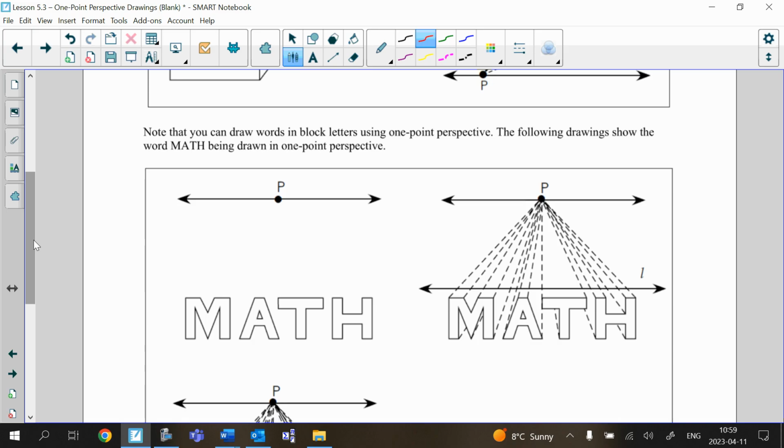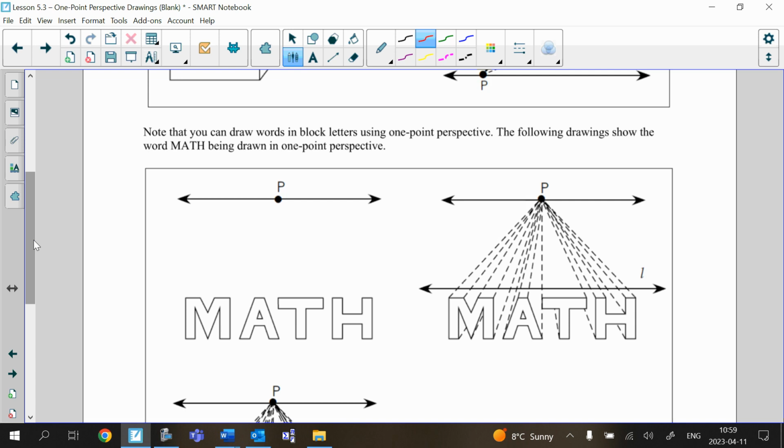This is a pretty complex one. There's one in the exercises where I've asked you to do one letter. I've asked you to try and use a one-point perspective to draw one block letter. So that's using a vanishing point to draw a three-dimensional solid. You could use this with curves too, but it would be a little bit more complex.